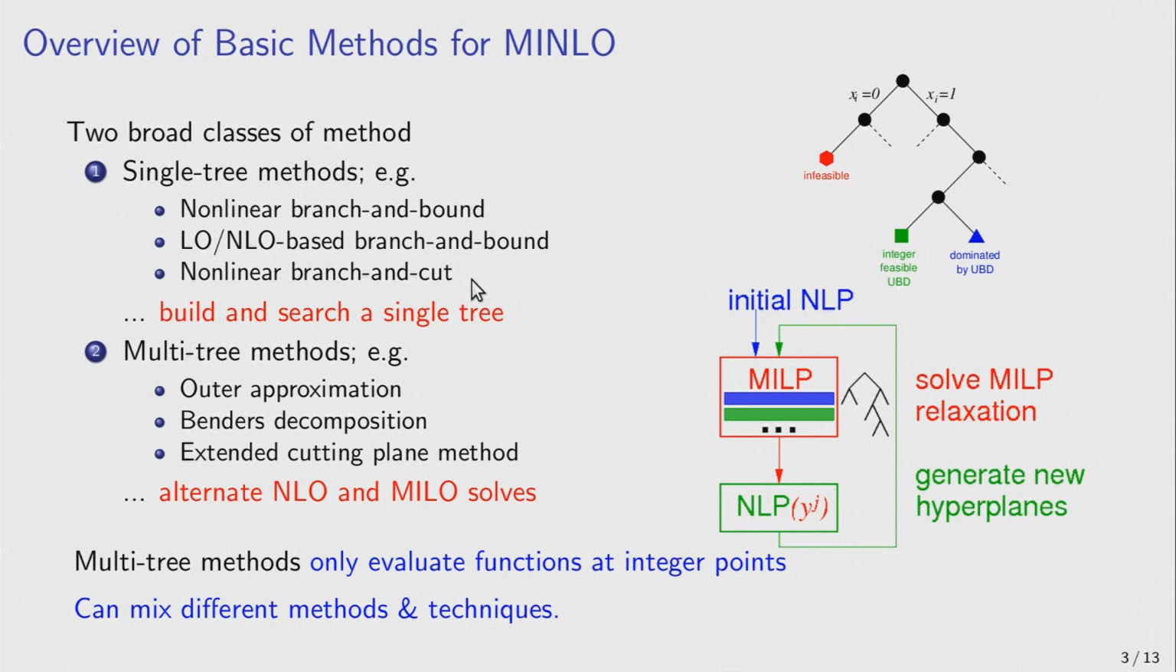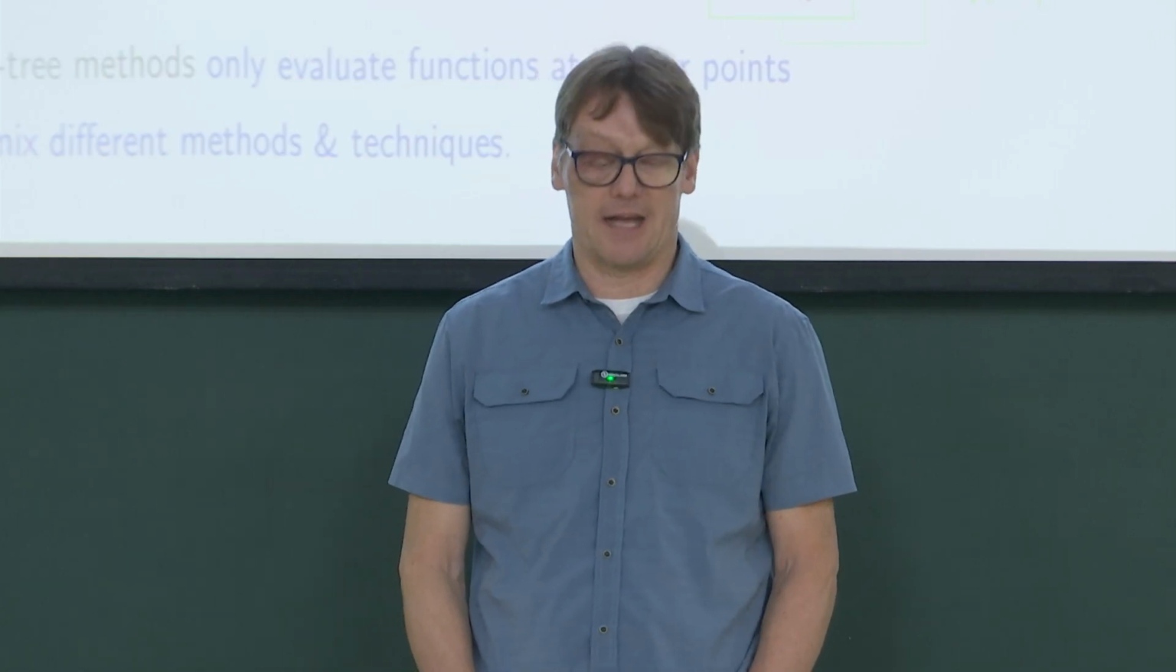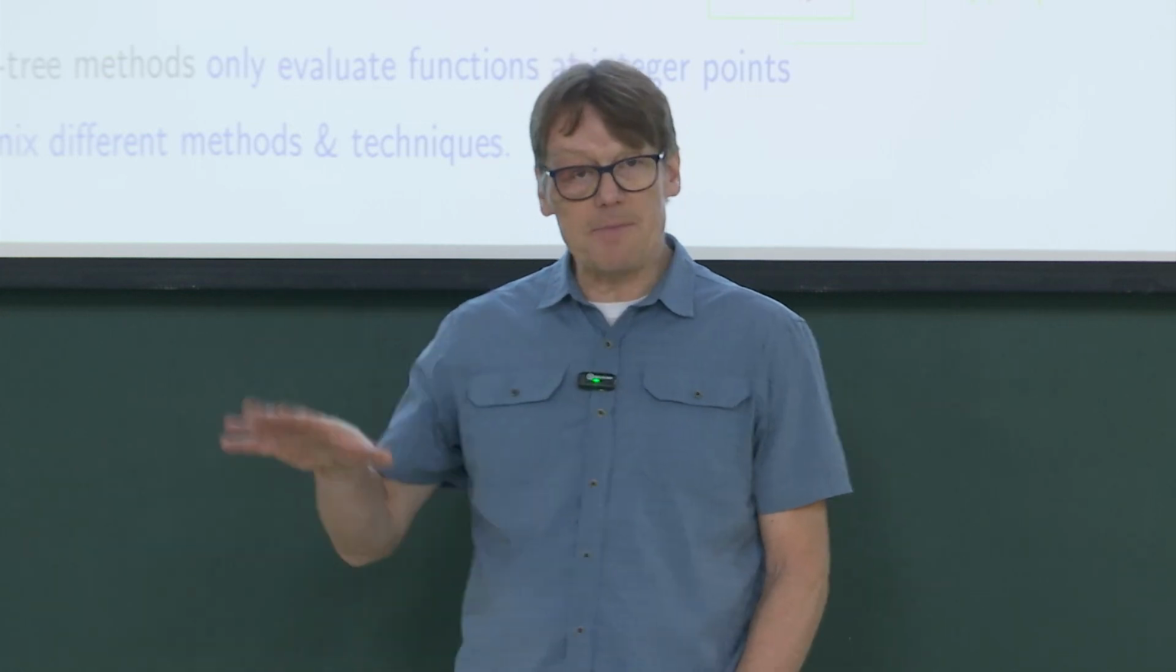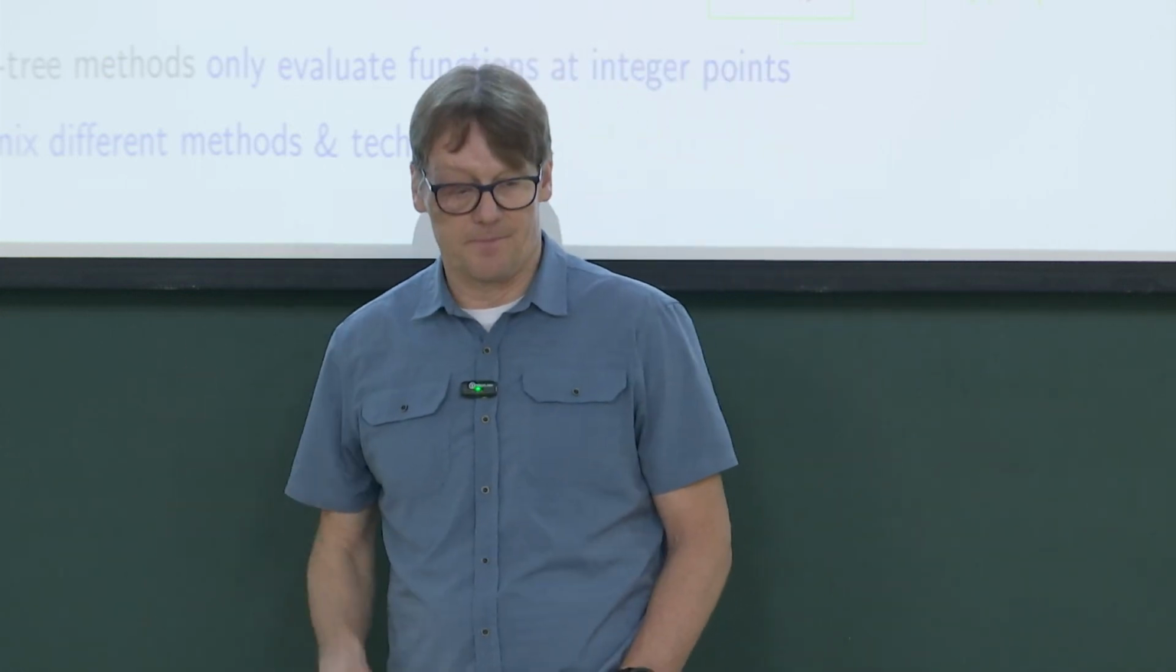Okay, so there are two very broad classes of methods for solving mixed integer nonlinear optimization problems, and you've already seen one example from each class. So there are single tree methods. Those are methods that create and search just a single branch and bound or branch and cut tree. And the examples are, for example, nonlinear branch and bound, which we saw yesterday, LP/NLP-based branch and bound, which I will show you later today, and nonlinear branch and cut.